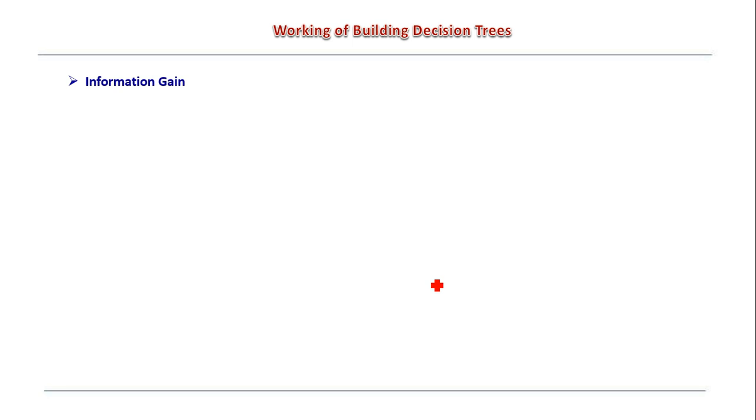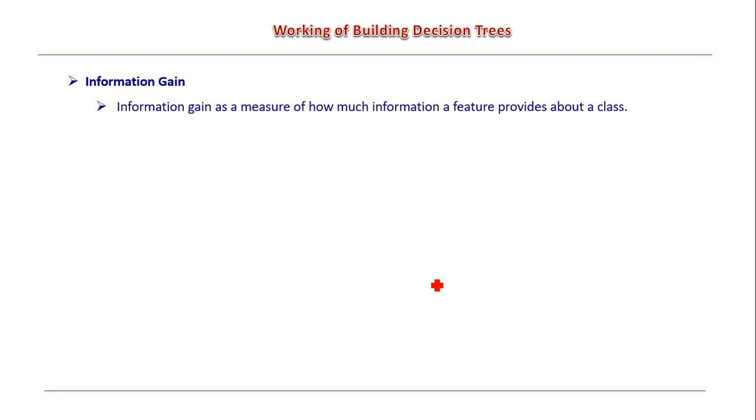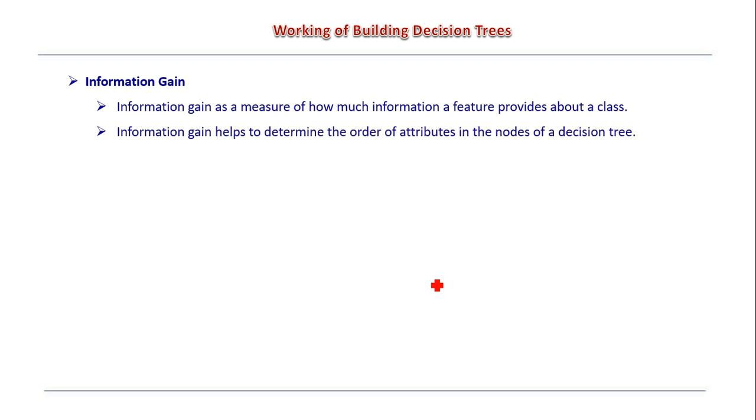Another metric in the decision tree is information gain. Information gain is a measure of how much information a feature provides about a class. It is very important in constructing the decision tree. Information gain helps to determine the order of attributes in the nodes of a decision tree, and how good the split of our decision tree is.